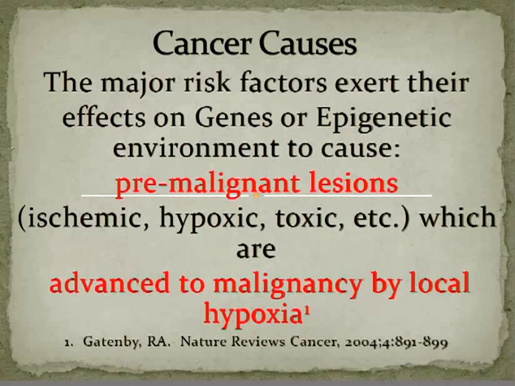Turns out these effects are exerted on both the genes and the epigenetic environment to cause what are called premalignant lesions. And these can be ischemic lesions, hypoxic, toxic, whatever. And they are then advanced to malignancy by local hypoxia. So it's felt that the initial insults may have a hypoxic, ischemic, and/or toxic effect on genes and epigenes. In other words, desuppressing genes, affecting gene expression in one of those two ways, and then advance to malignancy by more hypoxia. And this is key because that's something that we can deal with.